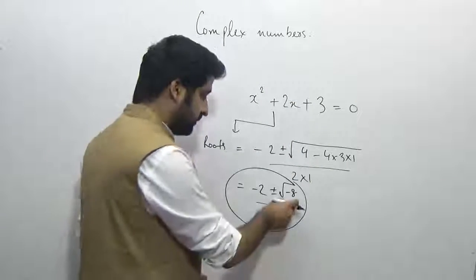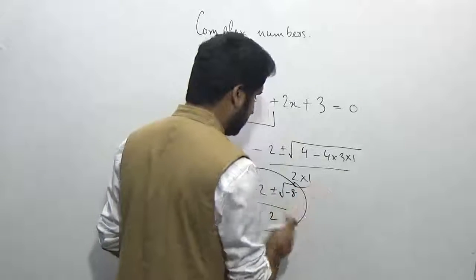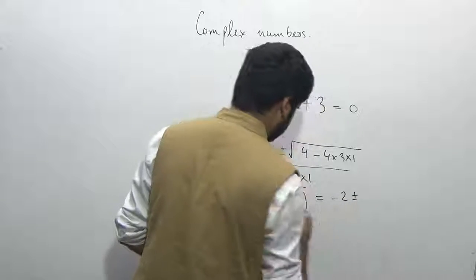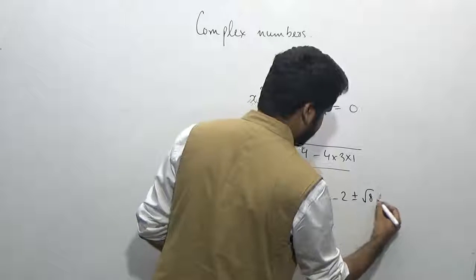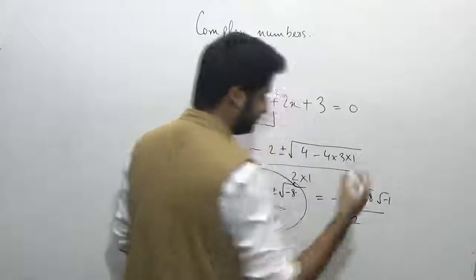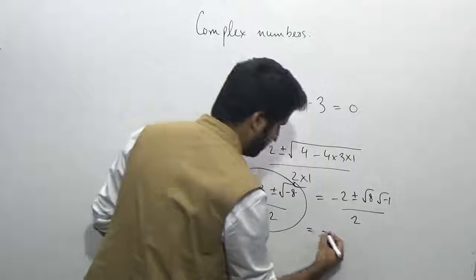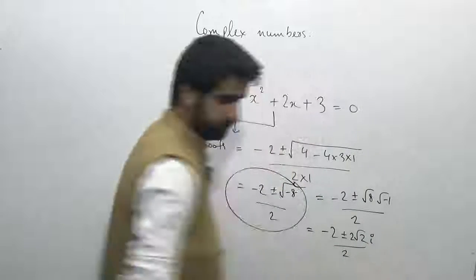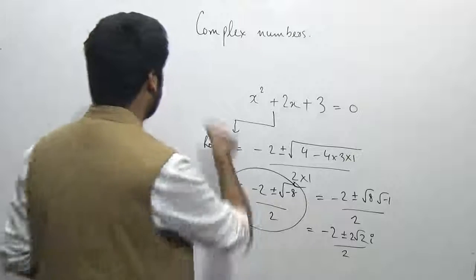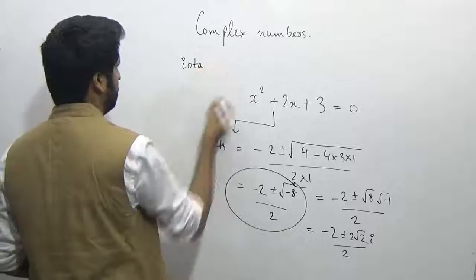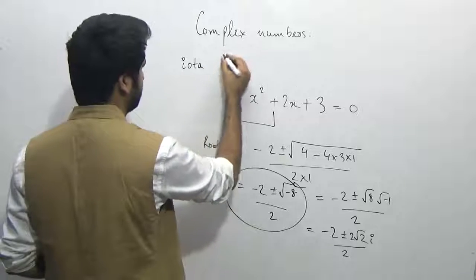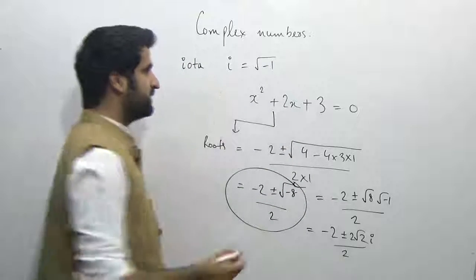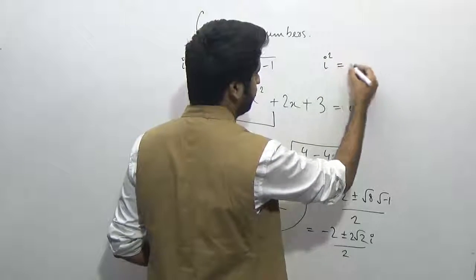So what is the significance of this complex number? Let's say this is minus 2 plus minus under root 8 into under root minus 1, divided by 2. So this is nothing but minus 2 plus minus 2 root 2 iota divided by 2. Now I have introduced a new term here, which is iota. This is the spelling of iota and it is represented by i, which is nothing but the square root of minus 1. So it is pretty much clear that iota square will be equal to minus 1.